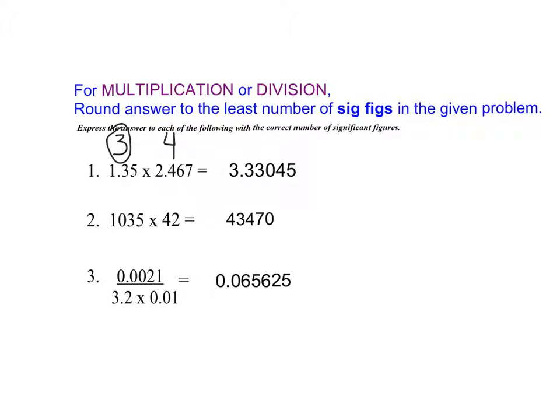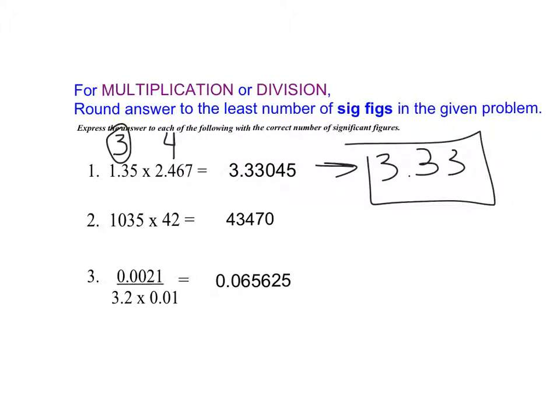So 3.33045 turns into 3.33. That's your final answer. That's as confident as you can be based on your previous measurements, your previous numbers.